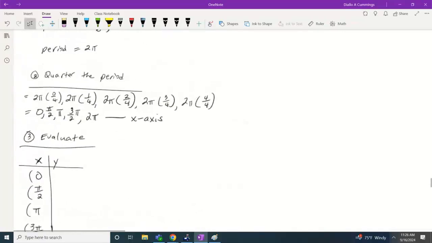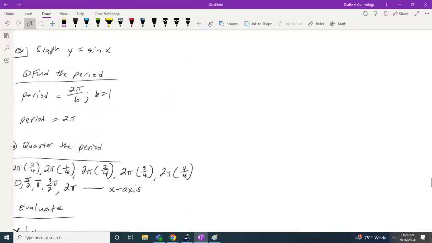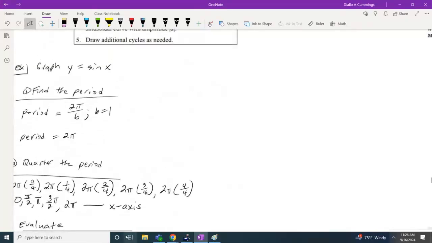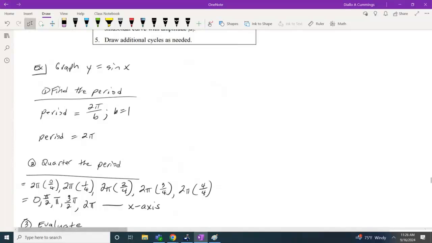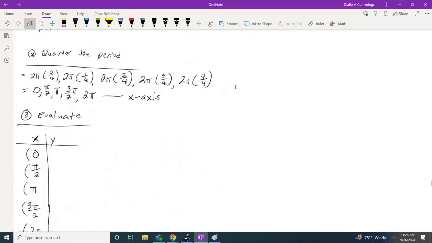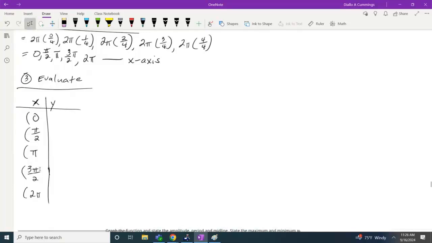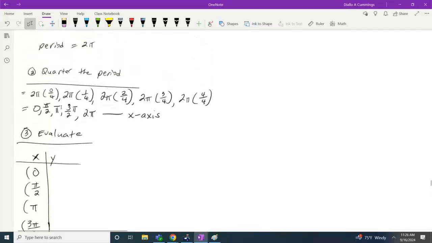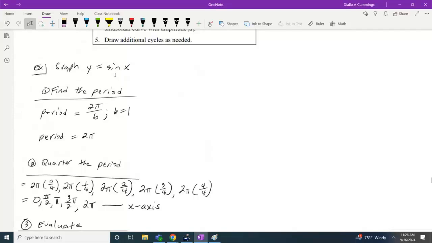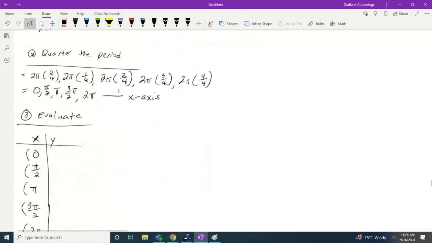I'm just going to shrink down on this a little bit. So we found the period, and we quartered the period. These quartered values serve as the X values in our XY chart. X is going to be the values that we just found. Y is going to be our function, which is sine x. So y is equal to the sine of x.